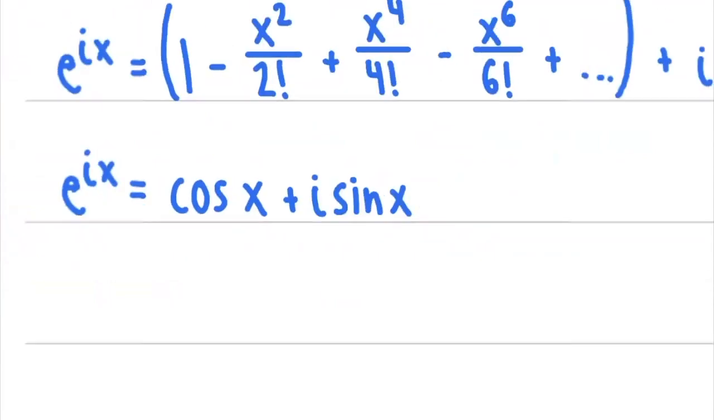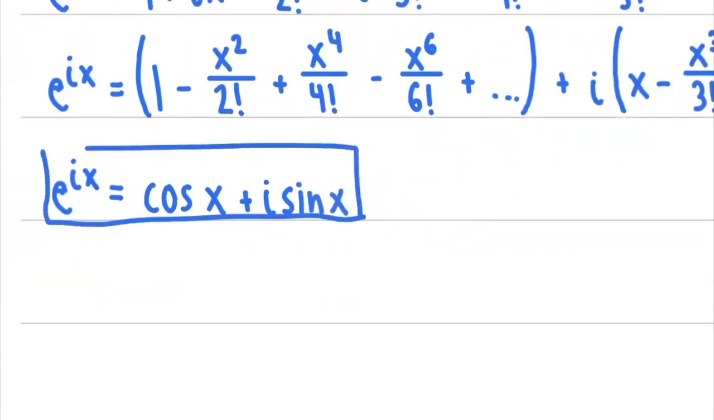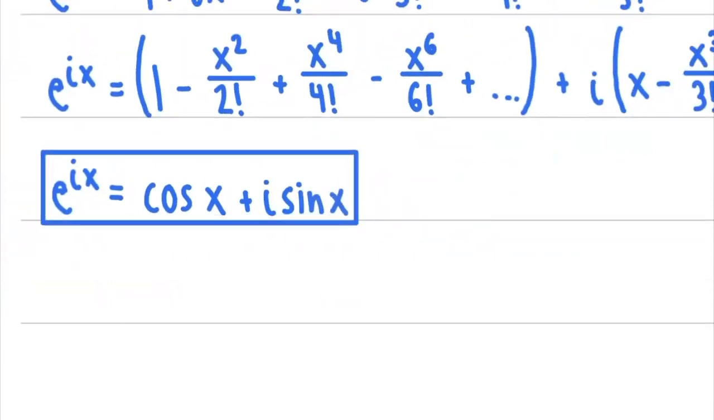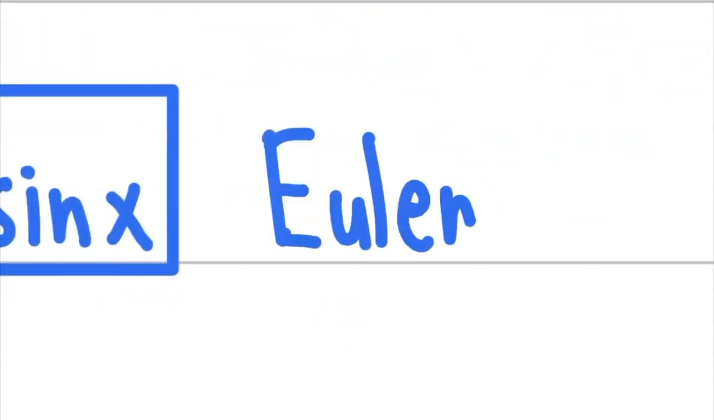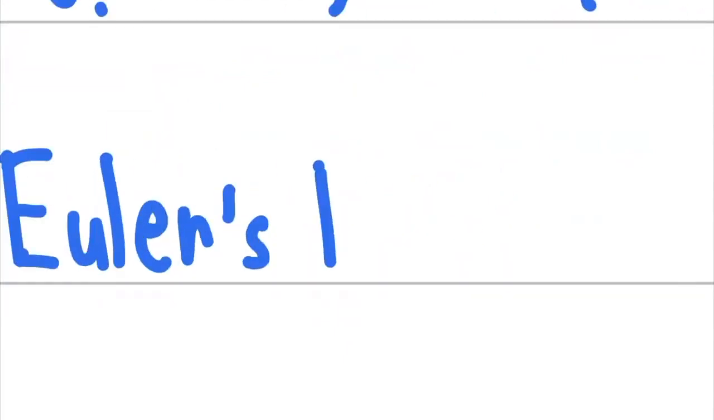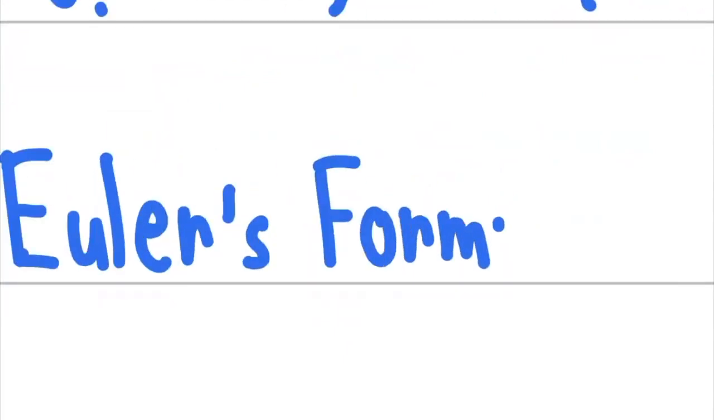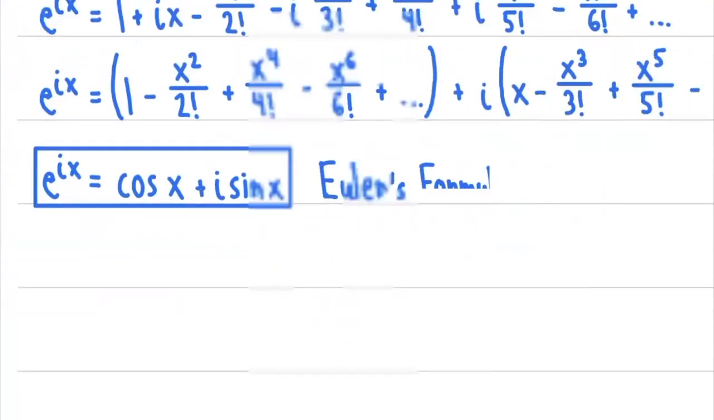This is my favorite equation. Yes, this is a very, very important equation. It's known as Euler's formula. There's another very interesting result that comes from this, called Euler's identity. But this is one of the most important formulas in math, and a lot of things can be done with this formula.